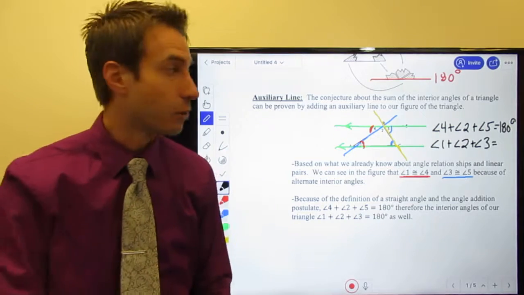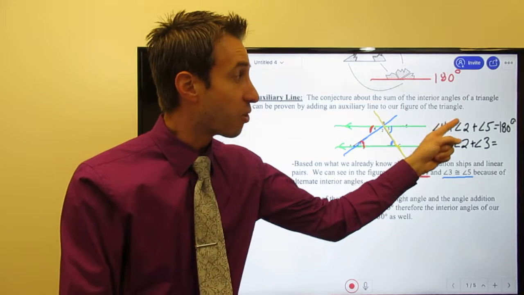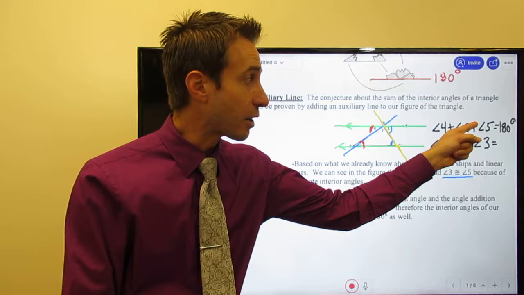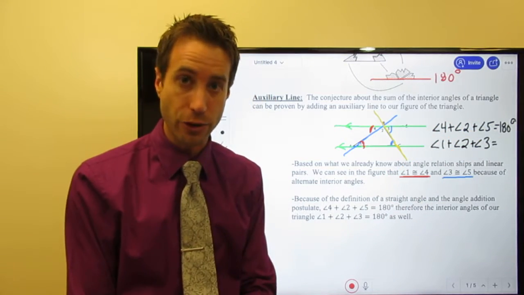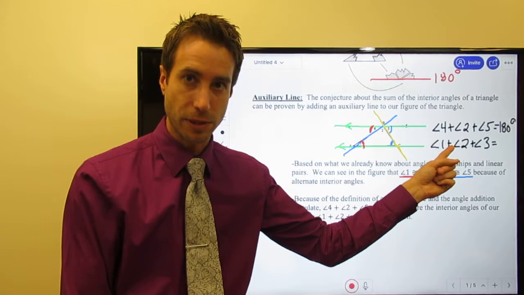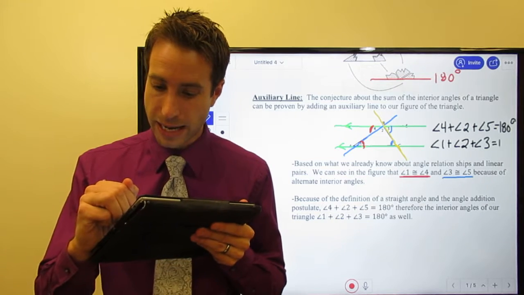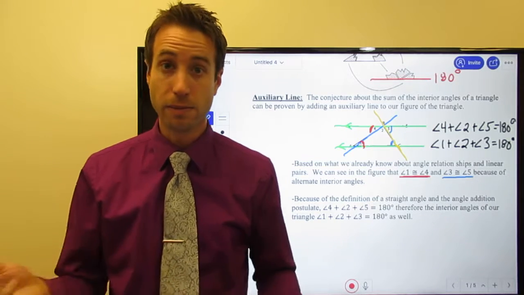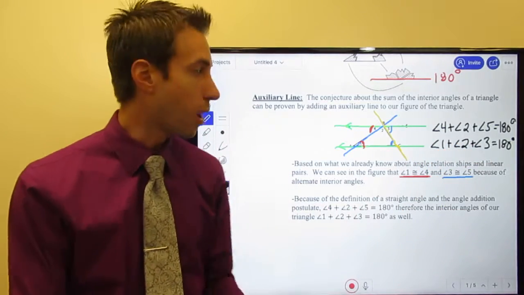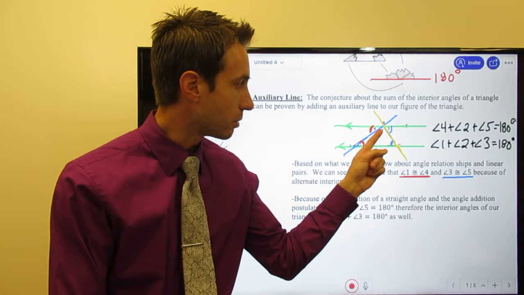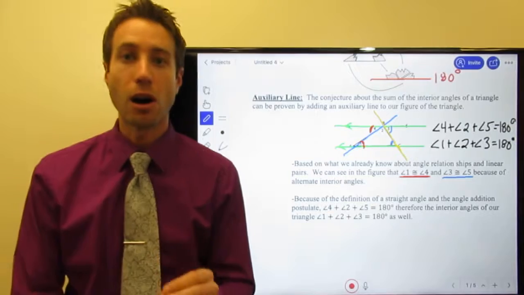Now, here's the deal. If angle 4, which is the same as angle 1, plus angle 2 plus angle 5, which is the same as angle 3, if these three angles sum to 180 degrees, what do these three angles have to sum to? Yeah, they have to sum to 180 degrees. They have to. But angle 1, 2, and 3 are what? Angle 1, 2, and 3 are the interior angles of a triangle.